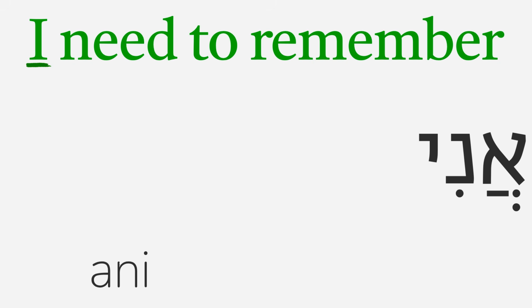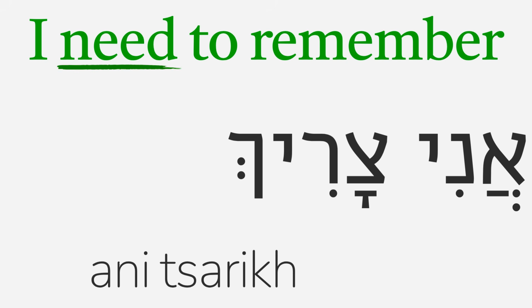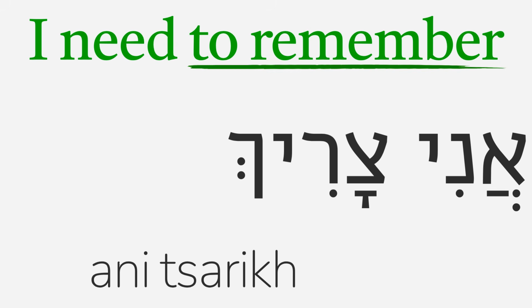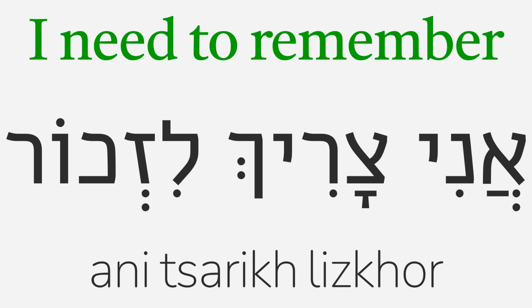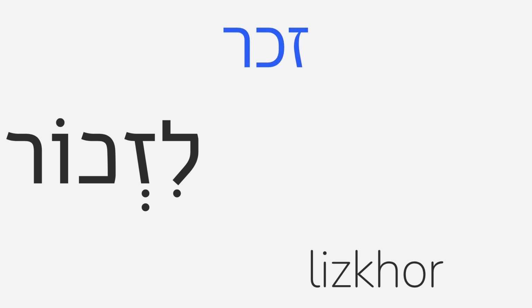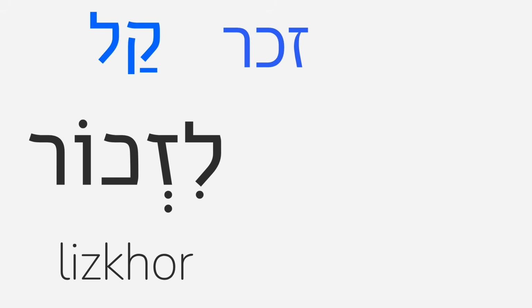I need to remember. I is ani, and let's say that this I is a man. That means the word need will be in masculine singular form, tzarich. The verb to remember will be from the root zayin kaf resh. When we put this root in a kal infinitive, it means to remember, lizchor. Ani tzarich lizchor. I need to remember.